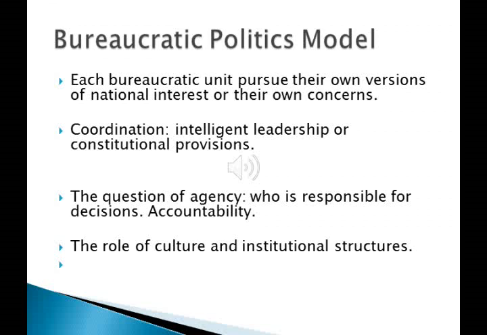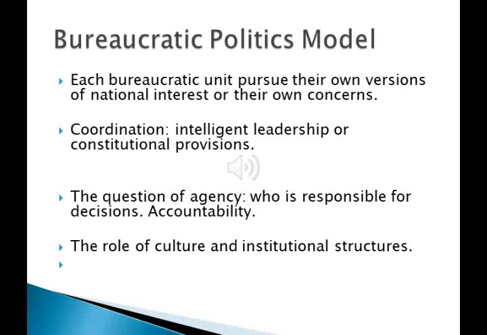As I told you, there is a problem of agency. Who is responsible for the decision? Now we have different entities making this decision. Who is responsible for the decision? Because this responsibility is related to accountability. If something went wrong, who will be held accountable?